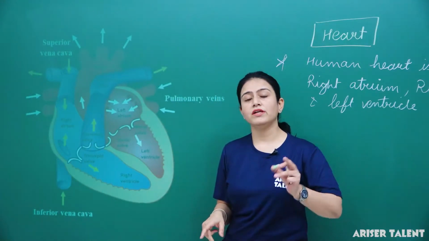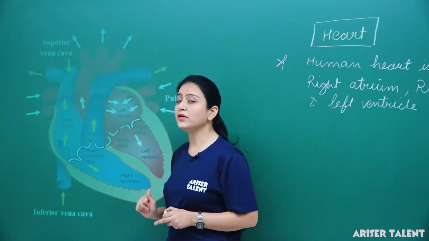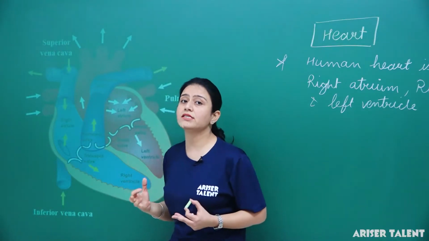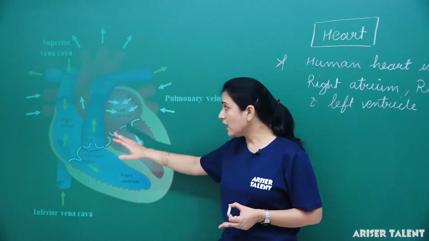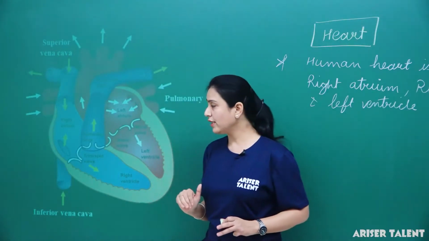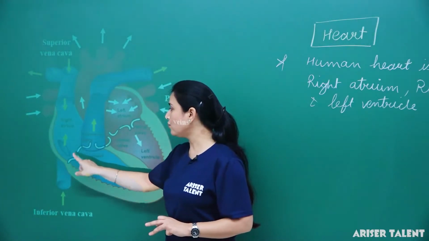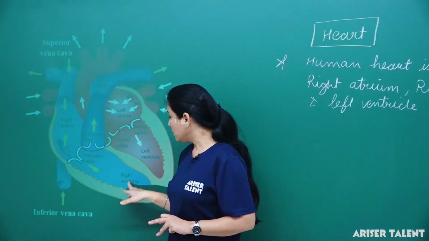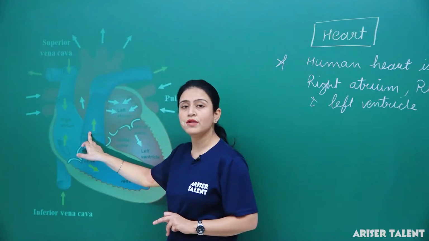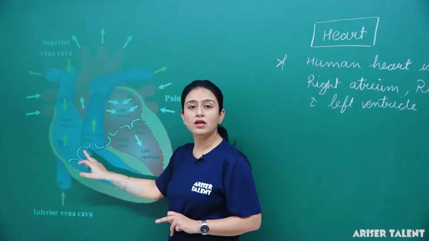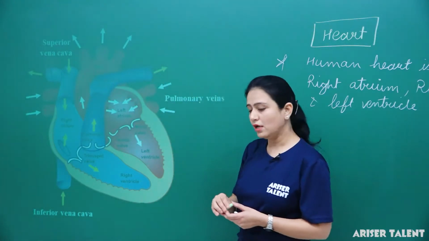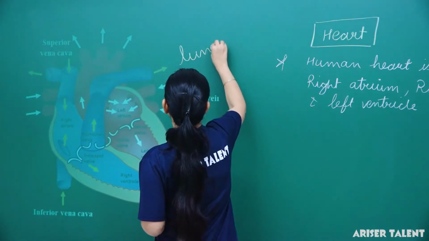In my previous lecture, when I told you the structure of the heart, I told you that the pulmonary trunk arises from the right ventricle only. Then further it divides into the right pulmonary artery and left pulmonary artery. Here we can see there is a valve. The deoxygenated blood from the right ventricle moves to the pulmonary artery through this pulmonary valve. Now from this pulmonary artery, blood goes to the lungs.